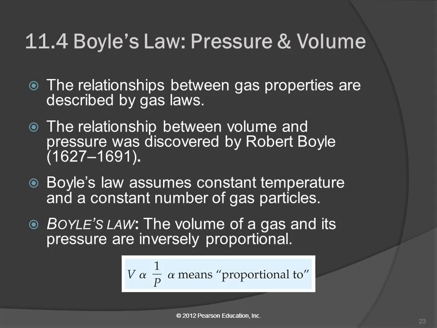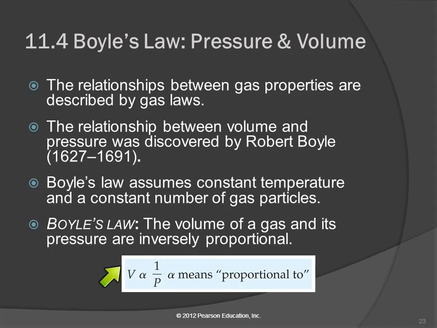So there are gas laws, and we talked about laws and theories. A law just states what happens, and theories talk about why those things happen. So these are gas laws. They don't explain, they just describe. Robert Boyle, back in the 1600s, discovered this relationship between volume and pressure. Again, it assumes constant temperature and constant amount of gas. His law states that the volume of a gas and its pressure are inversely proportional to each other.